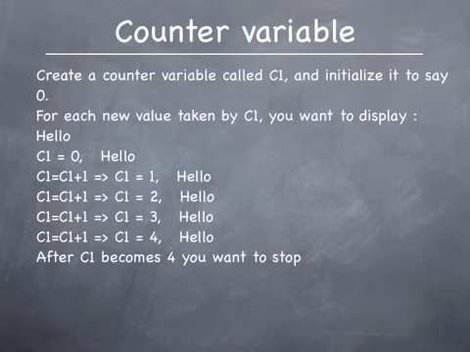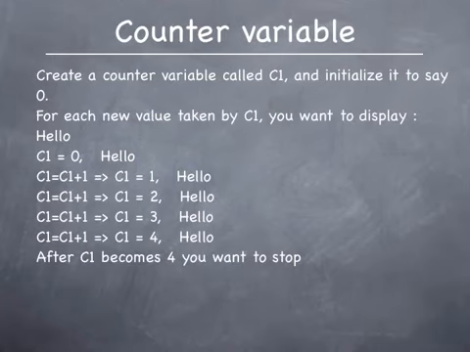Let's say the first value of C1 is 0, and we display the word hello on the screen using a DBMS_OUTPUT.PUT_LINE statement. You then use an increment statement that will increase the existing value of C1 by 1, so the new value of C1 will become 1. For this value of C1, we also display the word hello on the screen.